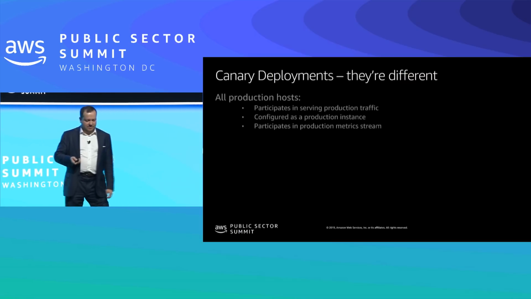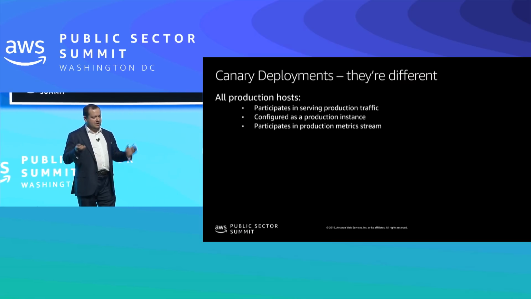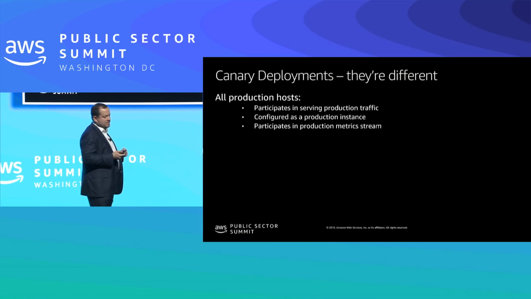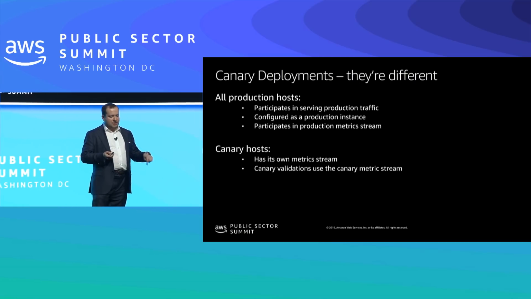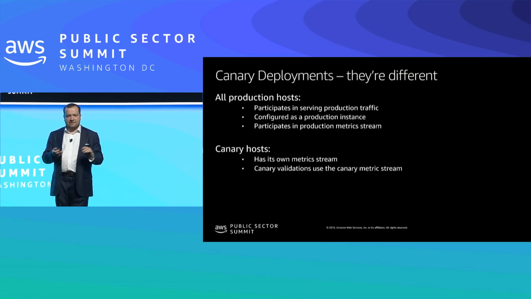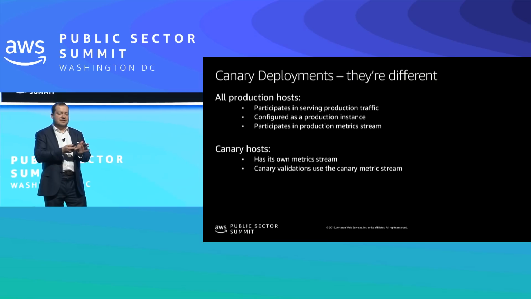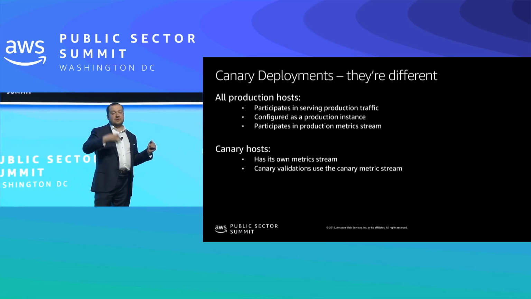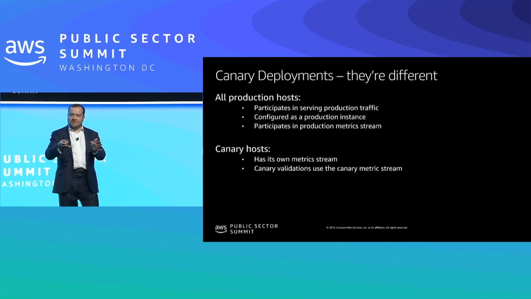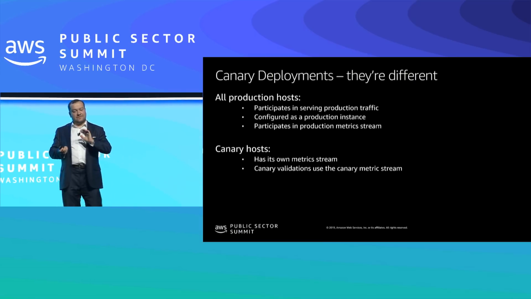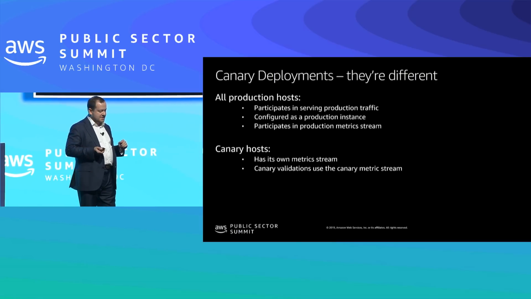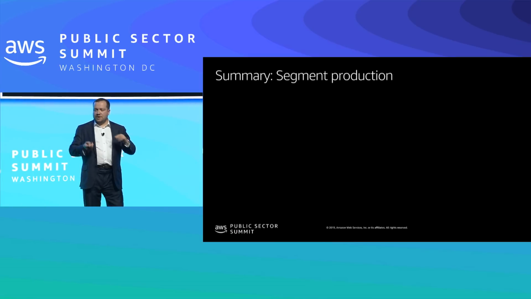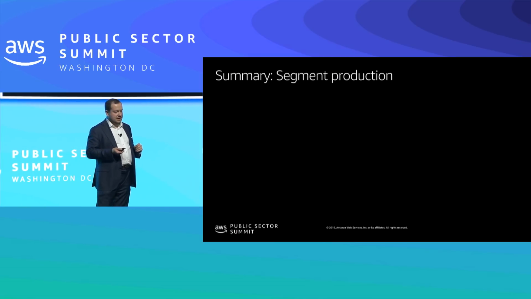So let's talk about Canary deployments. Canary deployments, again, it's a regular production host. It participates in serving production traffic, but a Canary deployment also has its own metric system, right? Because if you have one Canary instance and 10 total instances, you don't want to look at the metrics of all the instances, because that'll throw off the metrics of just the Canary instance. So you want to look at, for example, CloudWatch metrics just for that Canary instance, and determine, based on that, if your Canary deployment is successful or not.